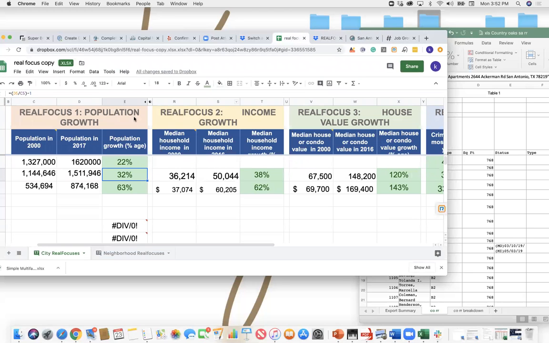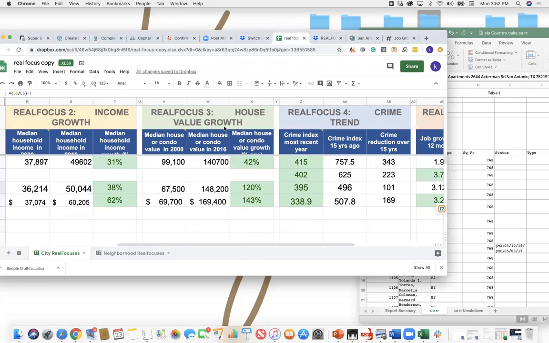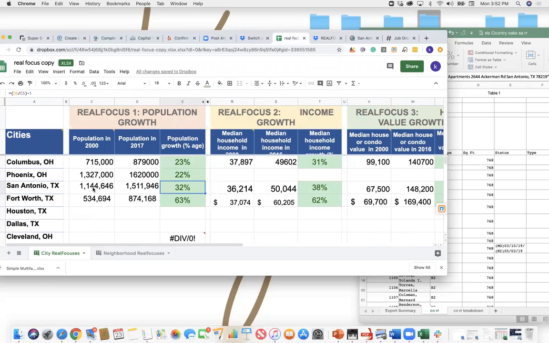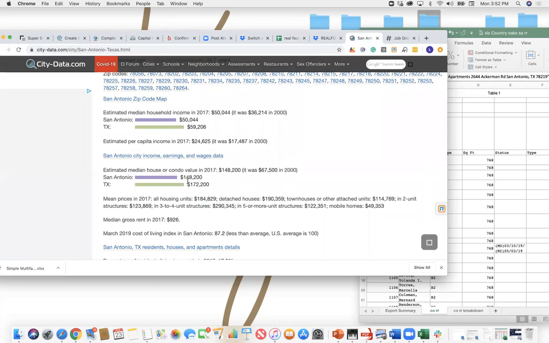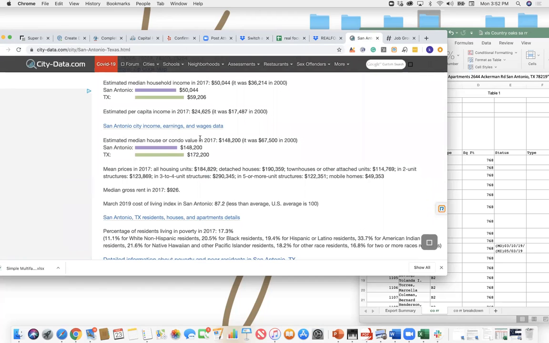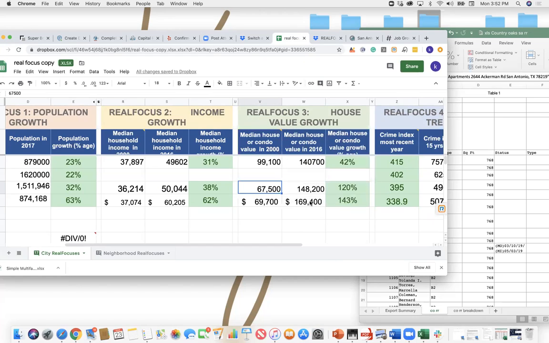Now we've done population growth and income growth. Next we're going to go to house value growth, and we're still doing San Antonio. I'll toggle over to Real Focus house value growth. We'll go back to city-data, and the median home or condo value in 2017 is 148,000. It was 67,000. So 148 to 67 gives us 120% value growth.